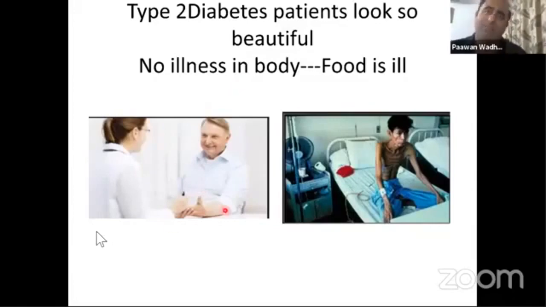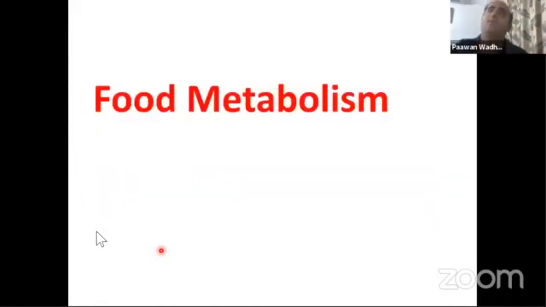A diabetic patient, especially type 2 diabetes, who is ill? Ill is not the body, it is the food which is ill. So let's discuss the issue of food, the ahara vyavahara, food metabolism.